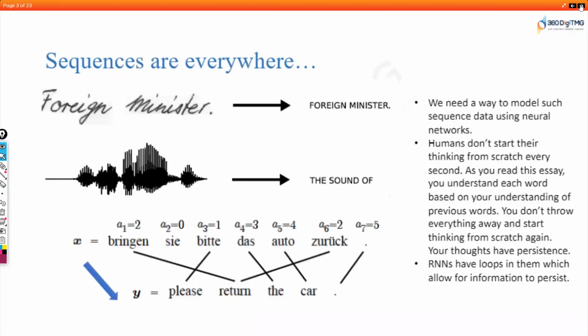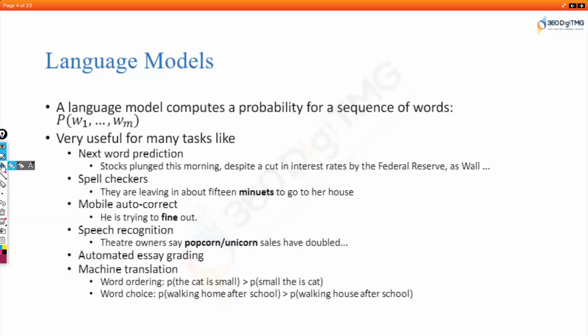Having said that, we have a lot of language models and a lot of use cases are resolved using them. What is a language model? A language model computes probability for a sequence of words. It will give you the probability of which word should come next after a sequence of words. And they're very useful for many tasks, such as next word prediction.